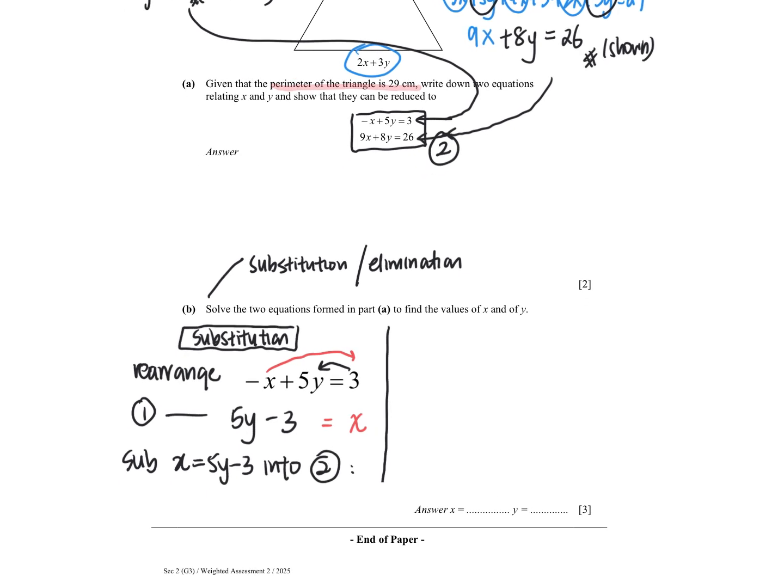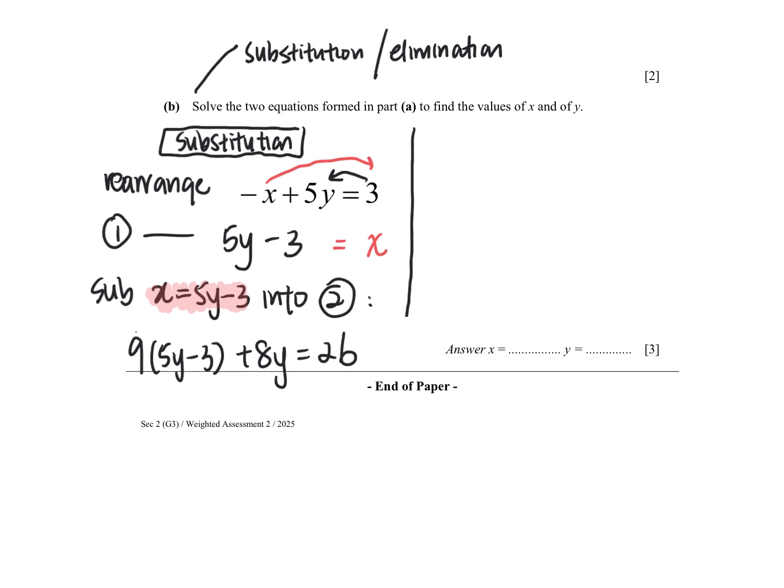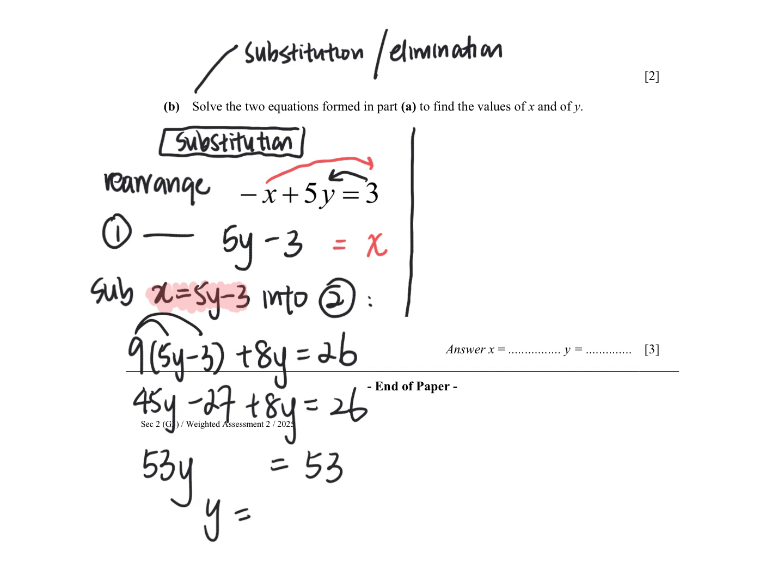So 9x plus 8y is 26. What I've done is I've swapped my x with 5y minus 3. That's the only thing I've done. So this is the substitution. If I expand everything out, this will be 45y minus 27 plus 8y equals 26. So I get 53y equals 53. So y is just 1.